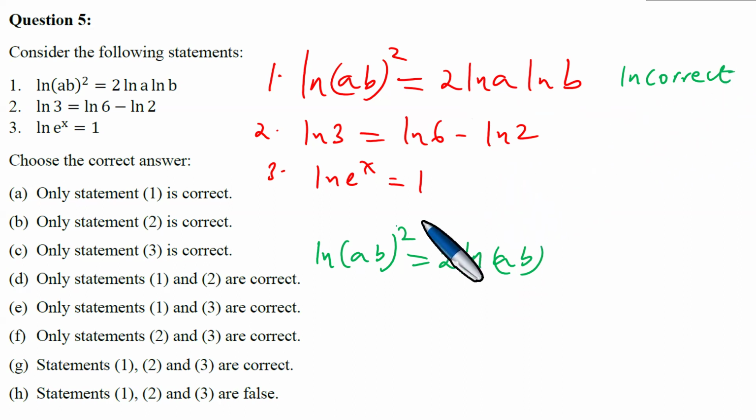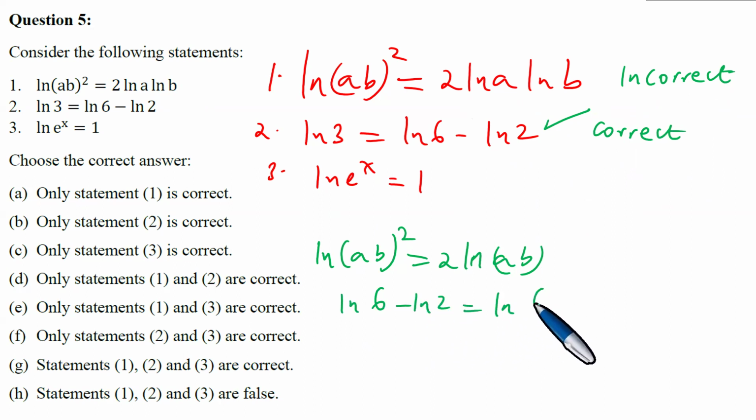Next, number 2 is correct. Why? It is correct because the ln of 6 minus the ln of 2 is the ln of 6 over 2, which is ln 3. So this one is correct.